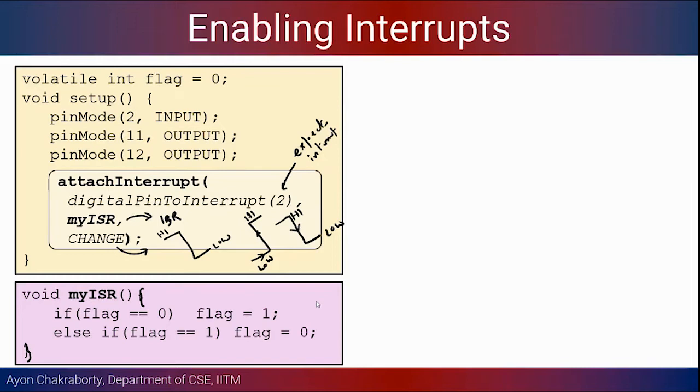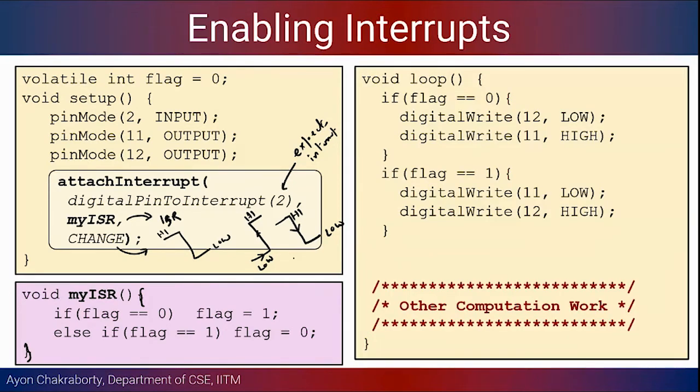So you don't want to put the system for a longer time inside the ISR routine. That I already explained once. So we just want to do the flip of the flag. The flag is flipped, and then we can just transfer the flow to the loop, right? The other computational load is already executed inside the loop function, where depending on the value of the flag, we are just setting the proper LEDs to be on or off, and then we are free to do other computation work, right?